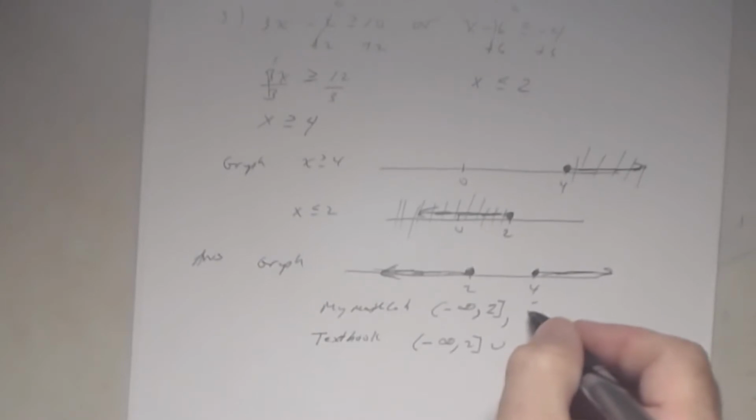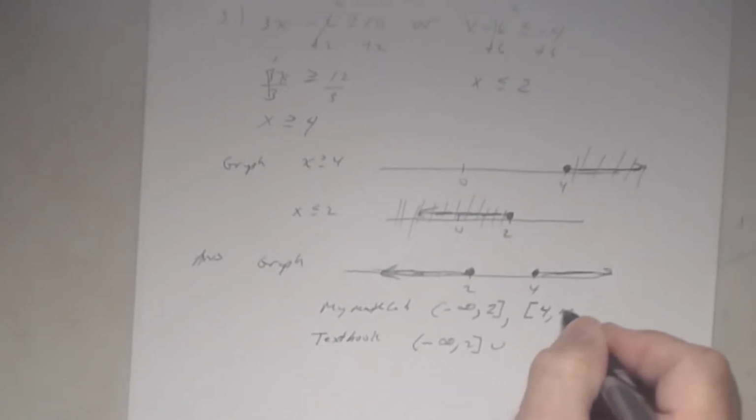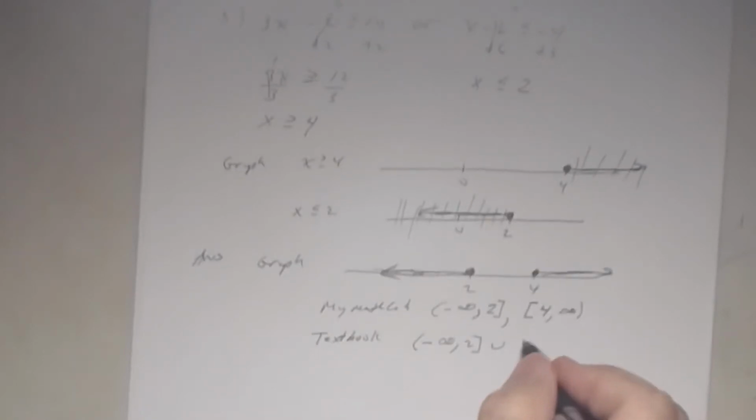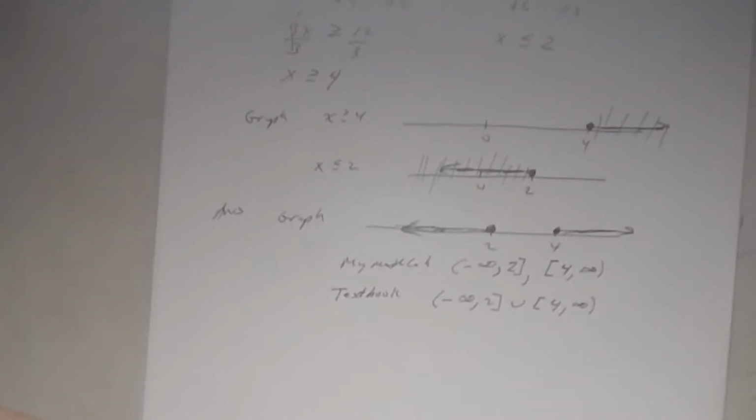All right, now what will be the next interval? 4, infinity. Okay, bracket 4, infinity, parentheses. Okay? All right, and then there was one other special case that we talked about, and that was this one, or something to look like this.